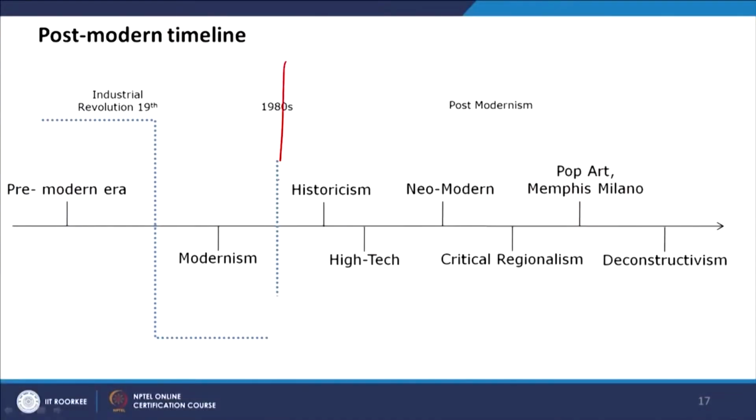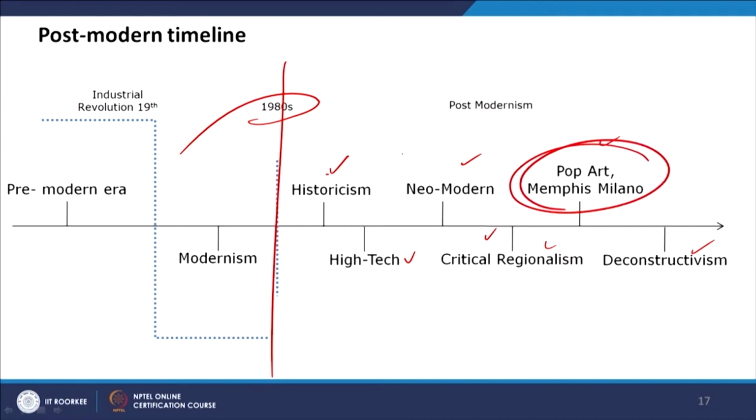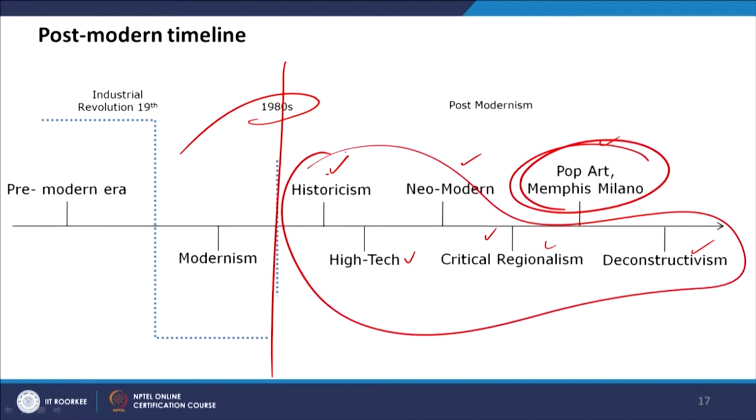Now we come back to the postmodern timeline. After modernism, around the 1980s, this postmodern style started evolving. In architecture, these are the styles in the postmodern movement, this is the art movement, and the rest are other architecture movements.